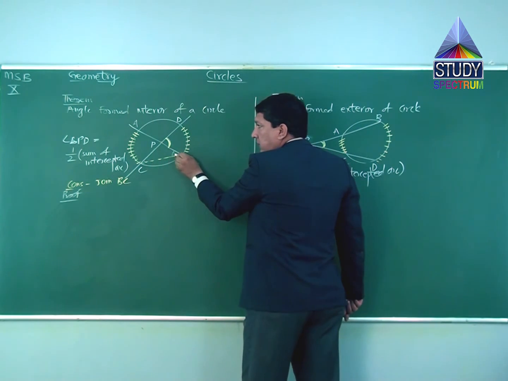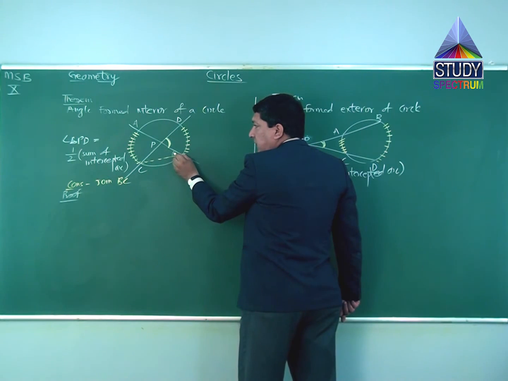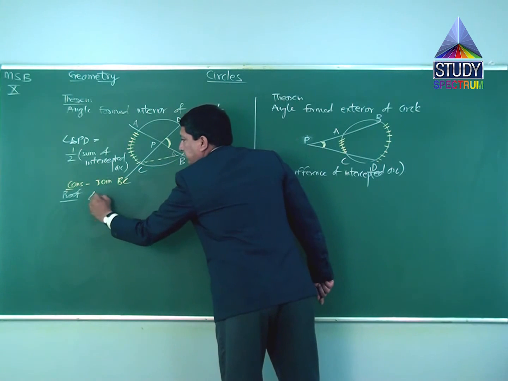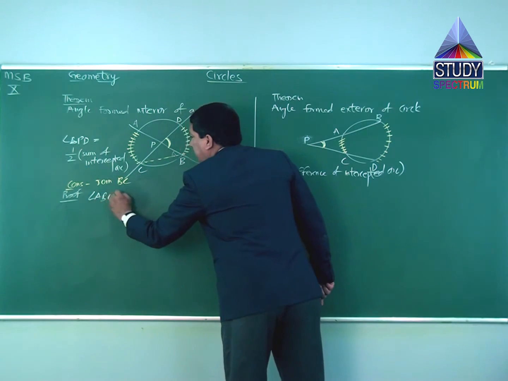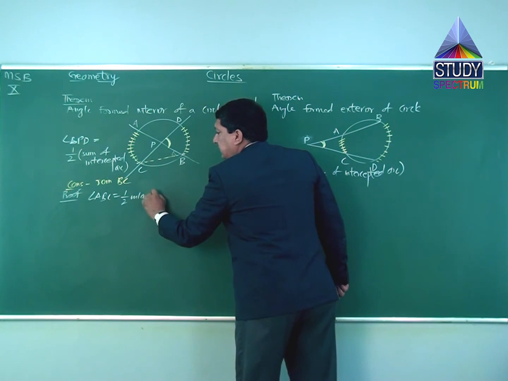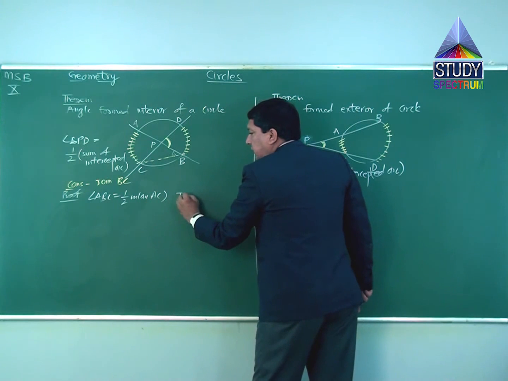Okay, this angle. To read this angle, I can call it angle ABC. Angle ABC is equal to half the measure of arc AC. Inscribed angle theorem.